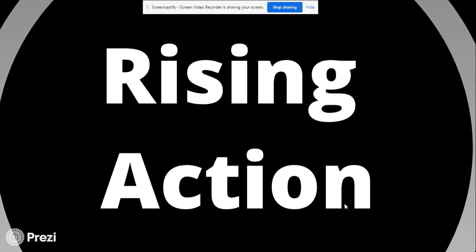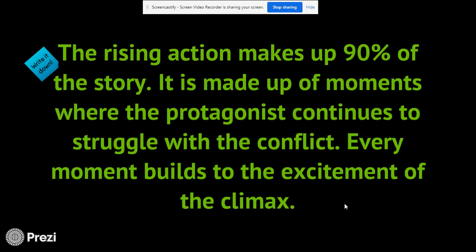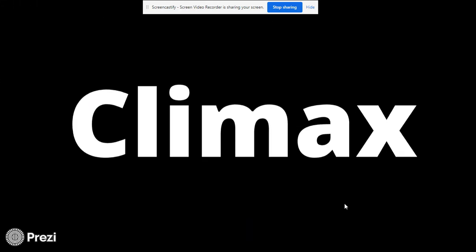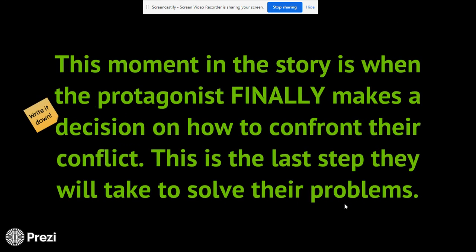So, like I said, the inciting incident pretty much kicks off the rising action. This is where the majority of the story takes place, and this revolves around our main character struggling with the conflict. This builds the excitement of the story until finally we reach the climax of the story. In the climax, we have a better idea of how the story is going to end because the protagonist will finally confront their problem, their conflict. So this is the last step they will take to solve their problems.